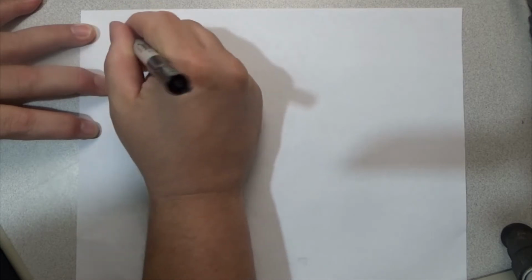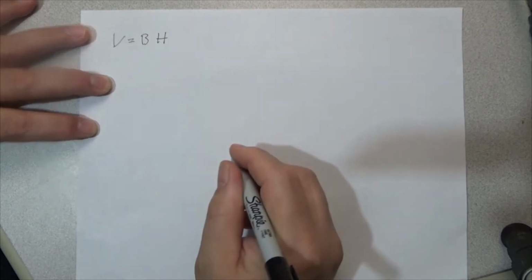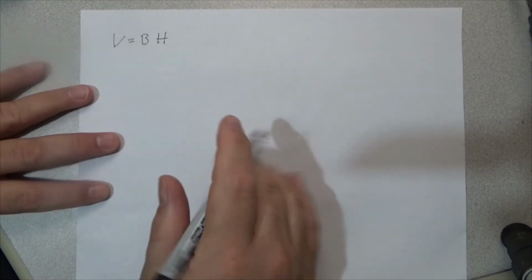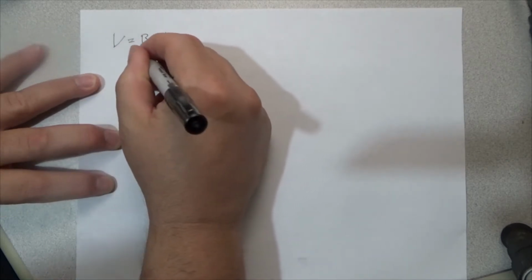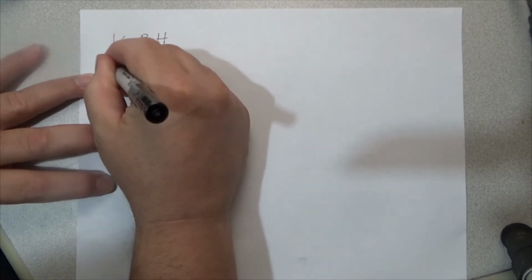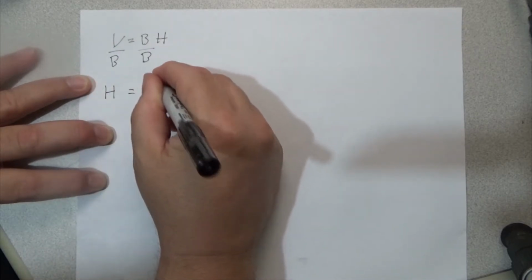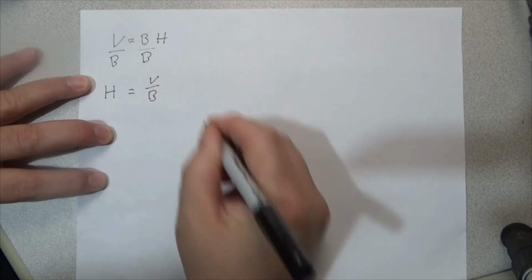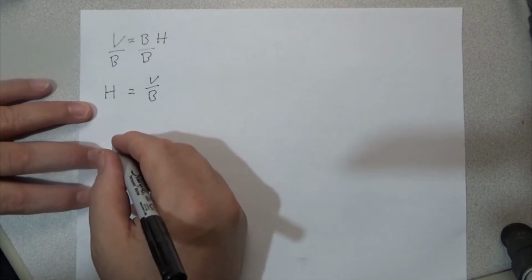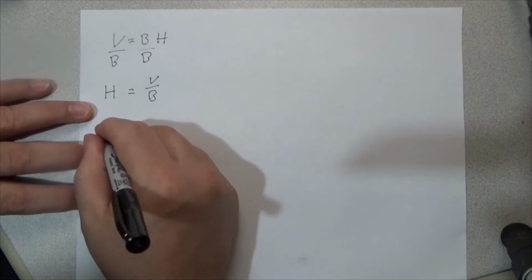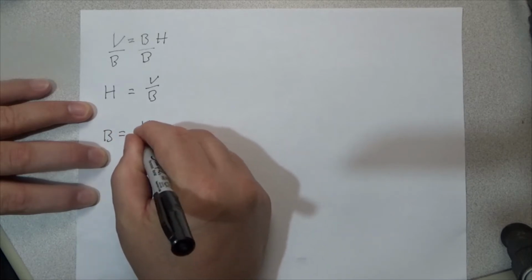Volume is equal to base times height. And all we're really doing is solving it for height by dividing both sides by b. So the height is equal to the volume divided by the base. At the same time, we can say that the base is equal to the volume divided by the height.